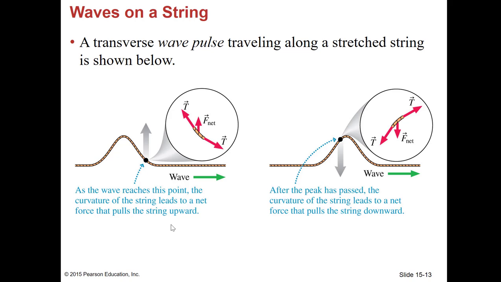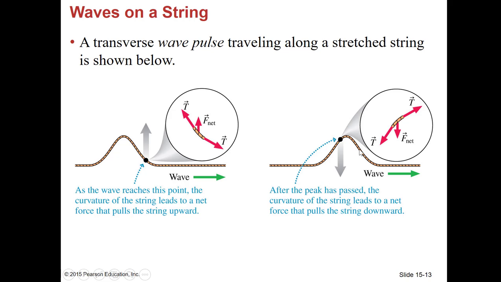So here's a wave on a string. A transverse wave pulse traveling along a stretched string is shown here. The string's not going anywhere, so the medium's not going anywhere, but different points of the string are moving up and down. Here's a blow-up picture of this spot. The string actually moves up because there's a net force up. There's tension this direction, tension that direction. You could look at the X and Y components. So what actually makes this part of the string move up is that there's a net force up.